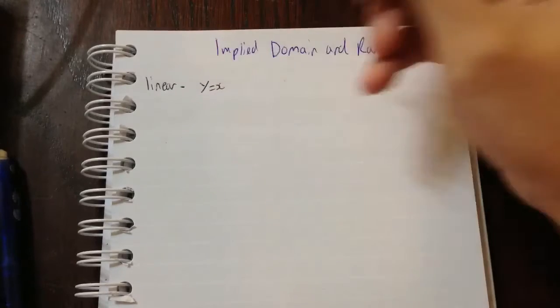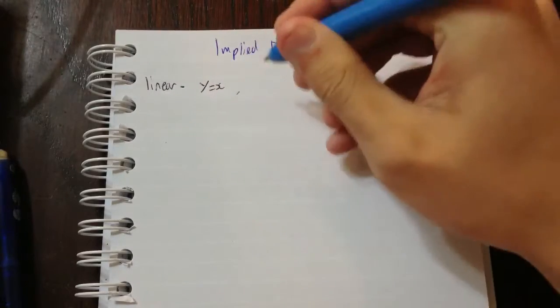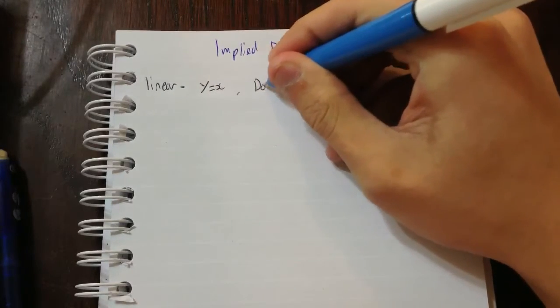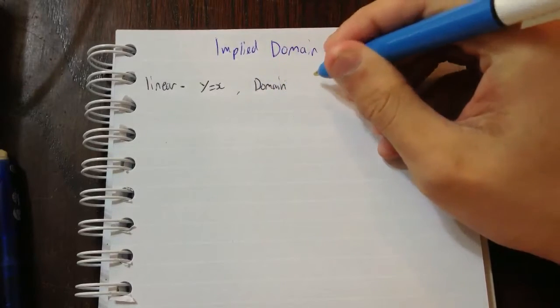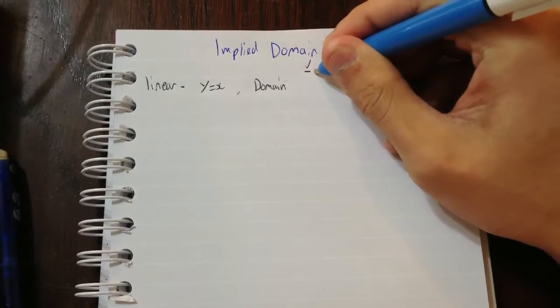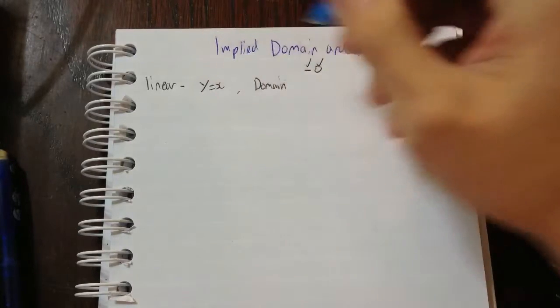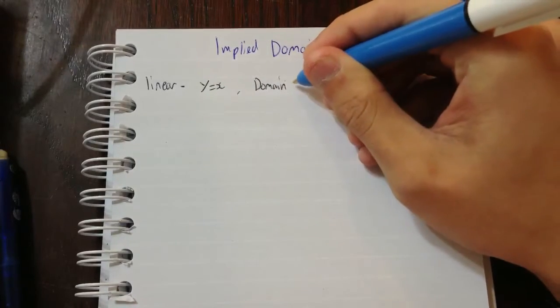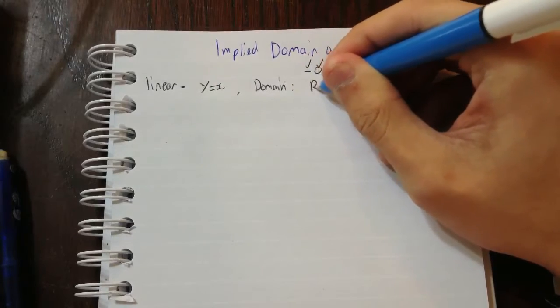So we have the linear equation, which is y equals x. Okay? What's the domain? The domain is asking what can x be? So my question for you is, can x be negative? Yes. Can x be 0? Yes. Y equals 0. Can x be positive? Yes. Our domain is all real numbers.